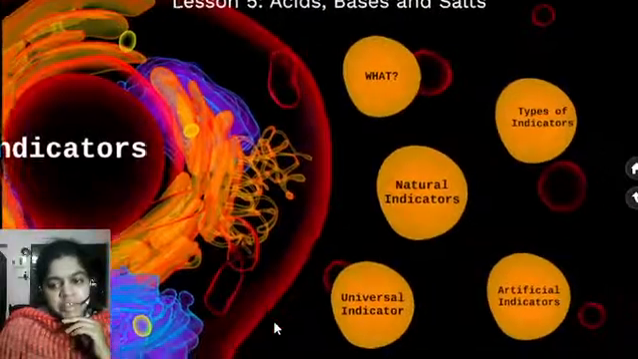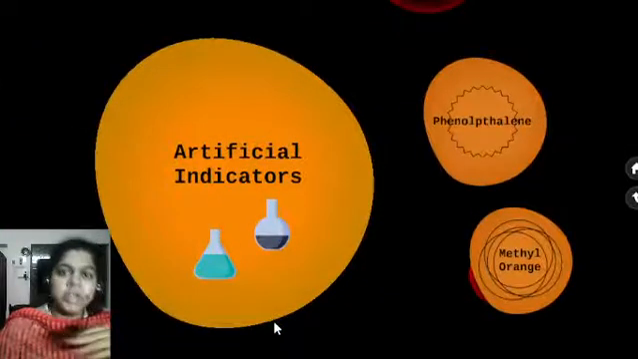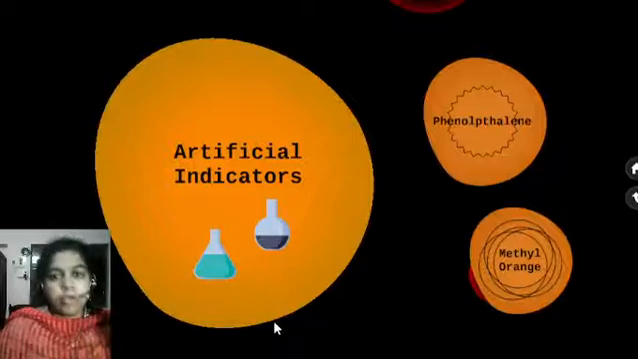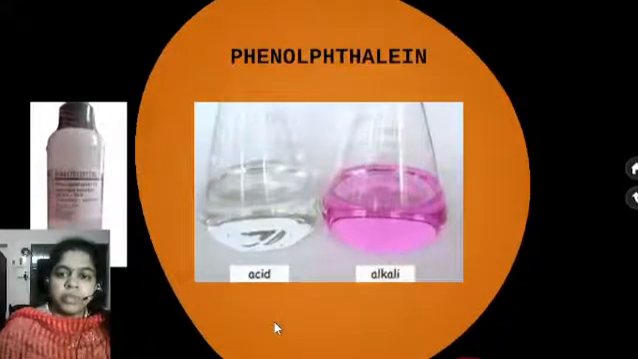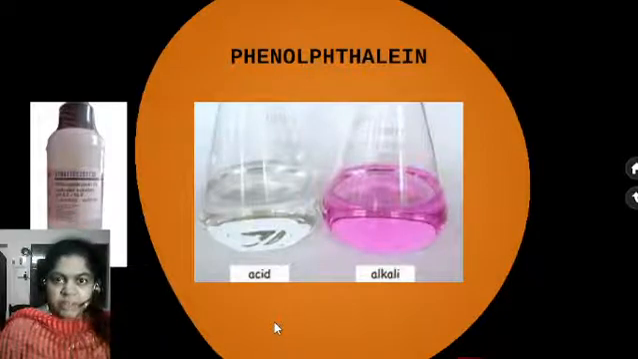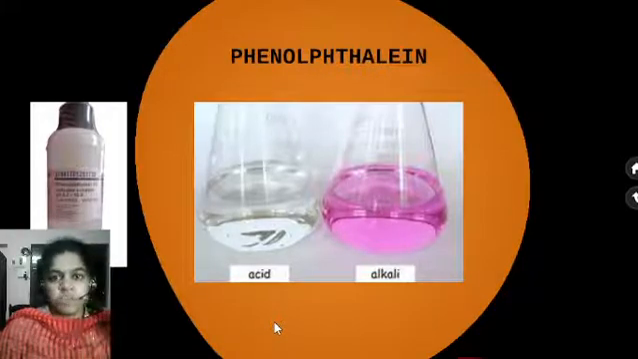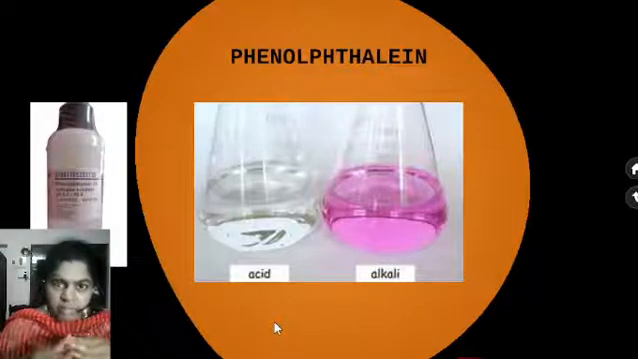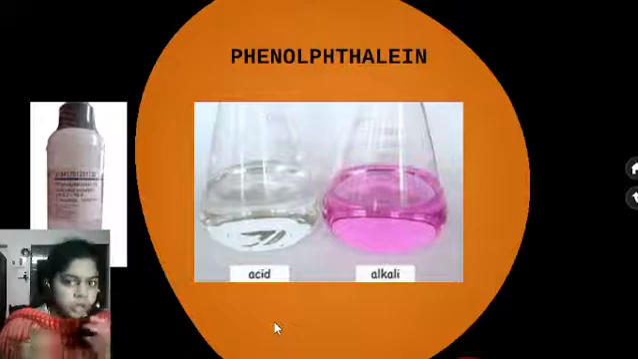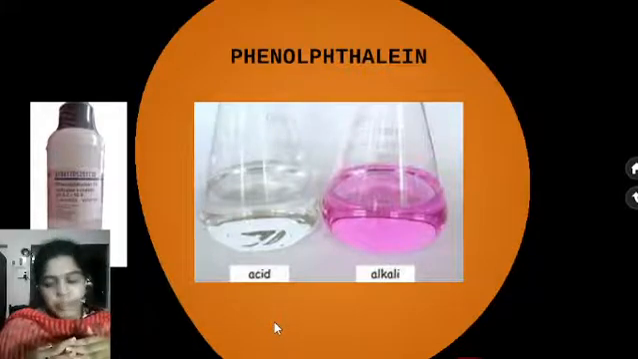So the next category is the artificial indicators. As I mentioned, they are prepared in laboratories. We have two examples to be discussed. The first one is phenolphthalein and the second one is methyl orange. Phenolphthalein is a colorless indicator which we usually use in our laboratory. When it reacts with acids, no color change will be there. But when it reacts with bases, it turns pink. So this is how we can identify whether the given solution is an acid or a base. If it is an acid, no color change. If it is a base, it will turn pink.